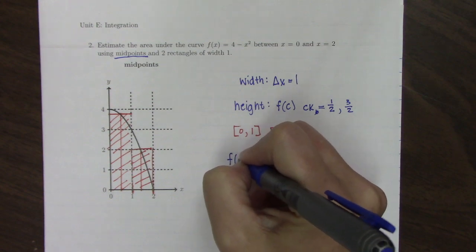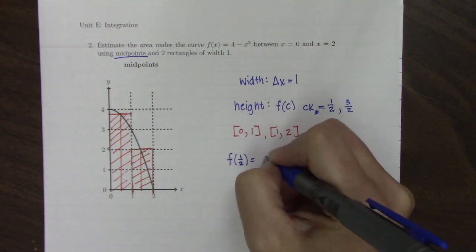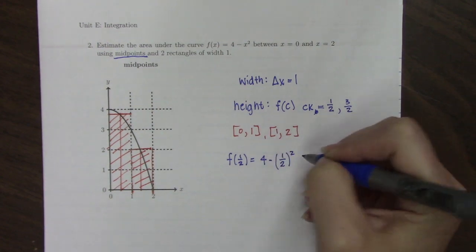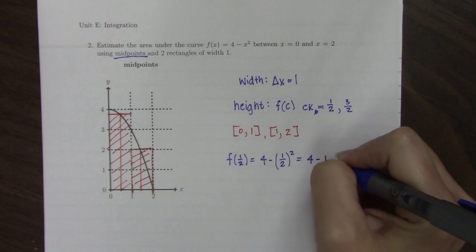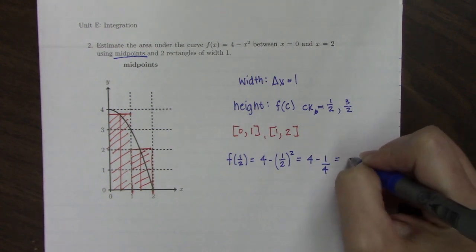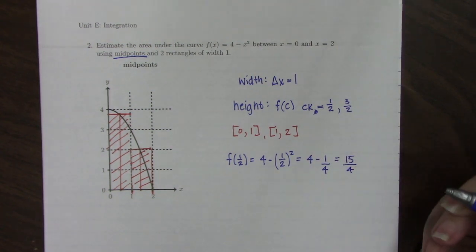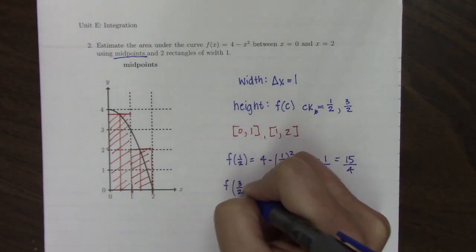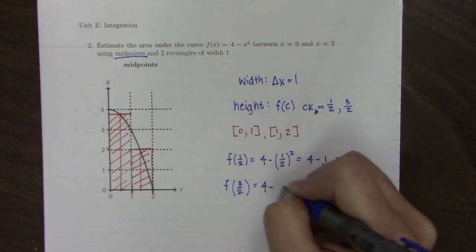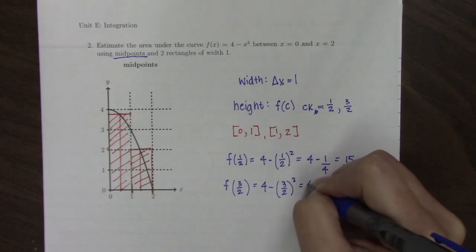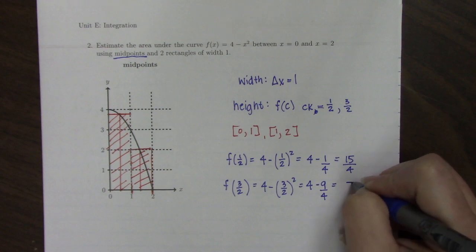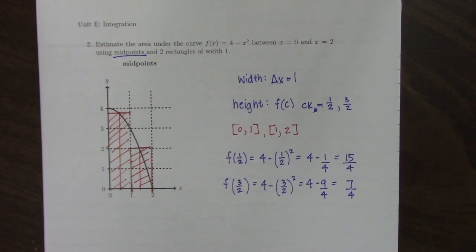Well, f of 1/2, I'm going to plug it into my function since I can't read the graph as nicely. And that's 4 minus 1/4, which is 15/4. f of 3/2 is 4 minus 3/2 squared. So that's 4 minus 9/4, and that works out to be 7/4.